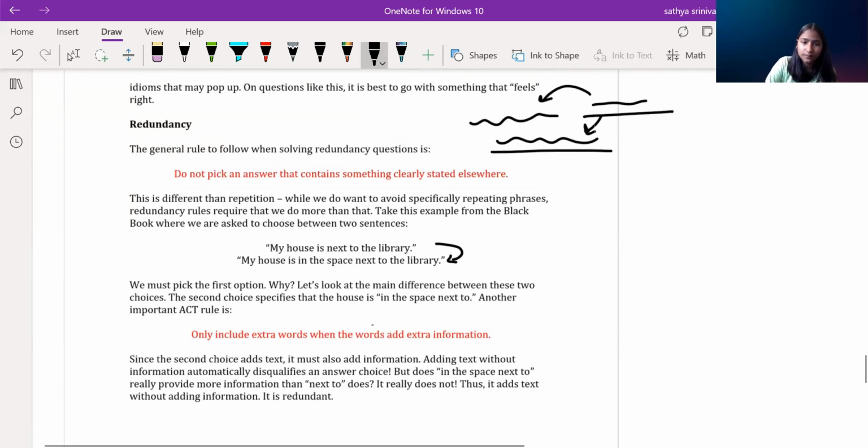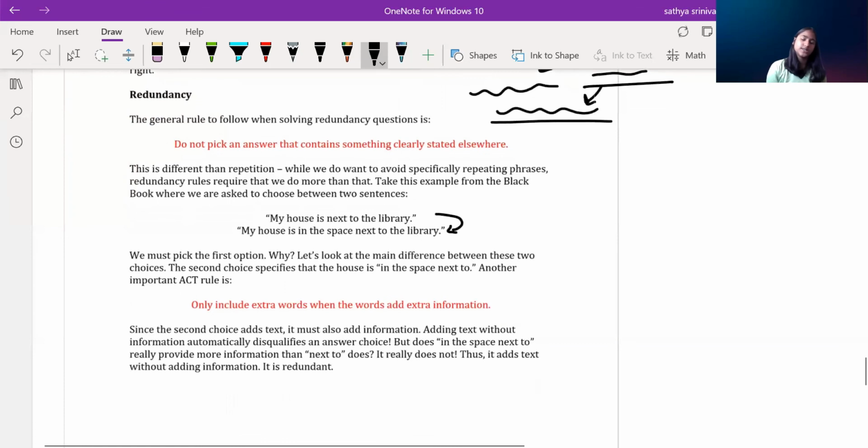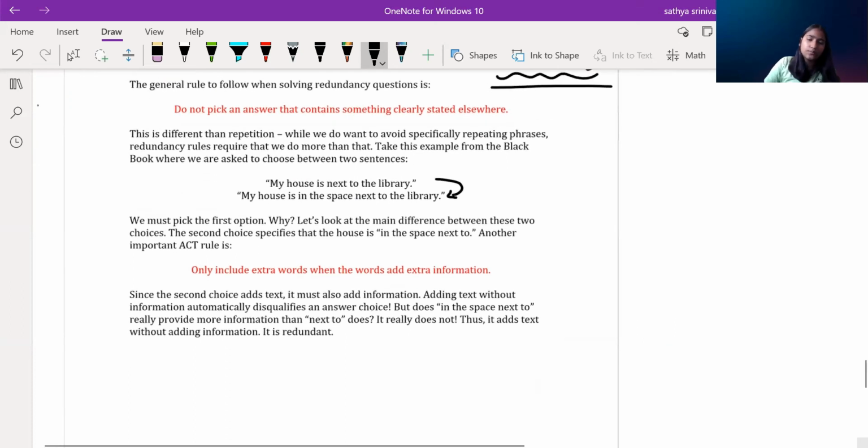For example, here, if we have these two sentences, my house is next to the library, and my house is in the space next to the library, there's no point in choosing the second option because in the space doesn't really add anything. It's just repeating next, right? It's just another way to write next. My house is in the space next to the library. There's no need to do that, right?